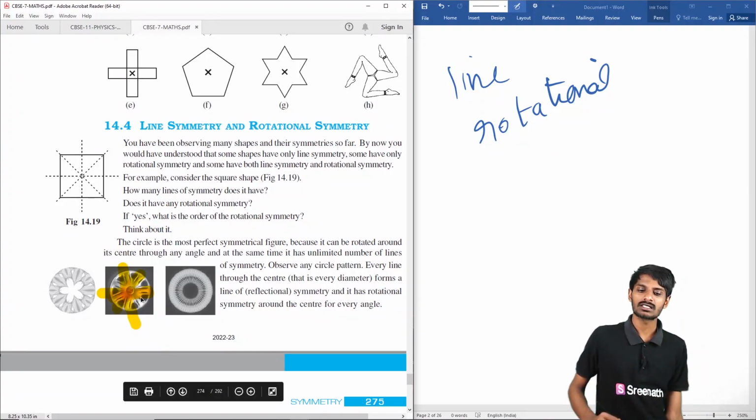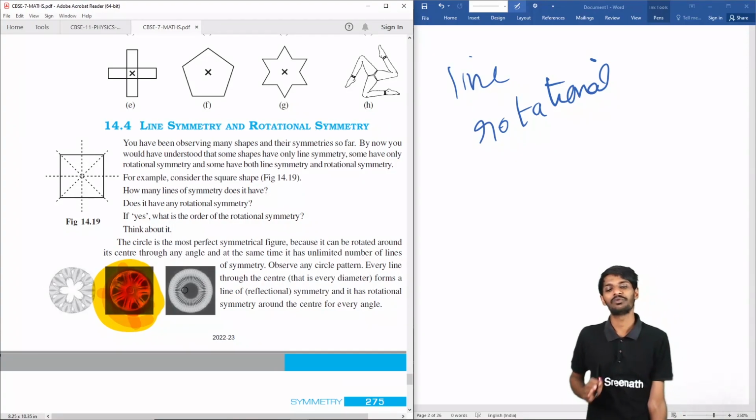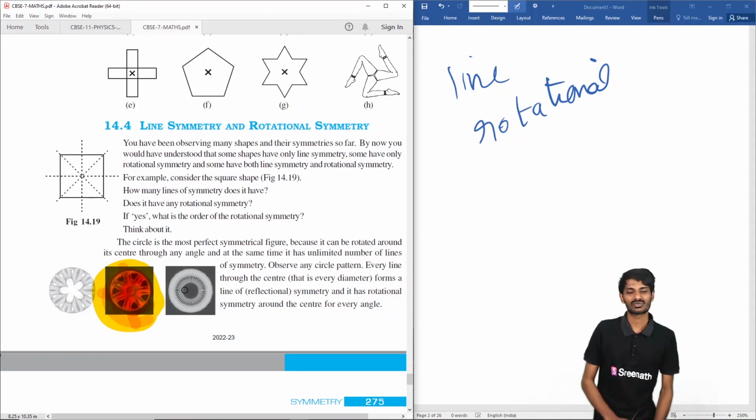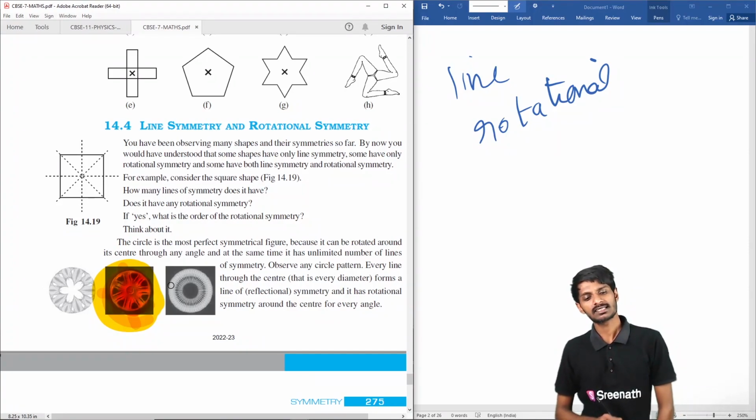And coming to rotational symmetry, does it have rotational symmetry? Yes, it has a lot of rotational symmetries. So many rotational axes are possible. Coming to this, it is the kiwi fruit. If you see this, students, how beautifully symmetrically it exists in nature. It has infinite line symmetries, and infinite rotational symmetries.